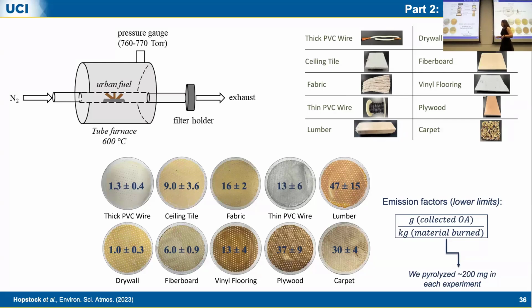So we were working more in the 200 milligram range. But as you can see, these numbers are different. We range from 1 up to, I guess, 47 for lumber. And so they had different emission properties.